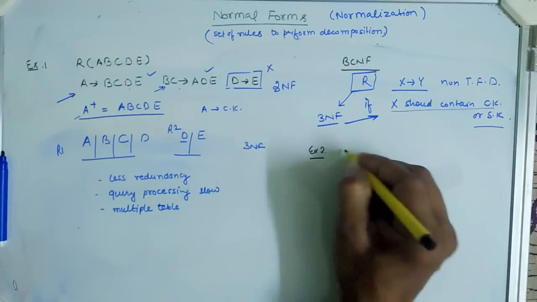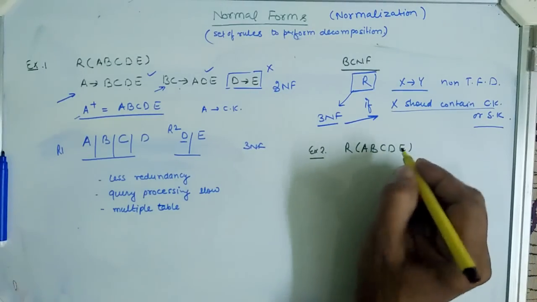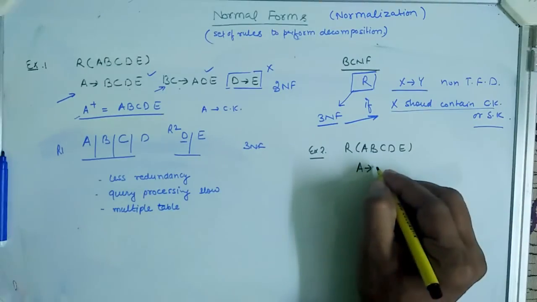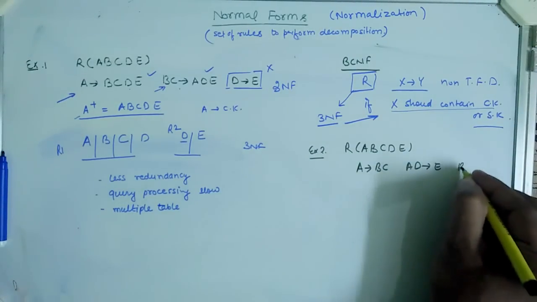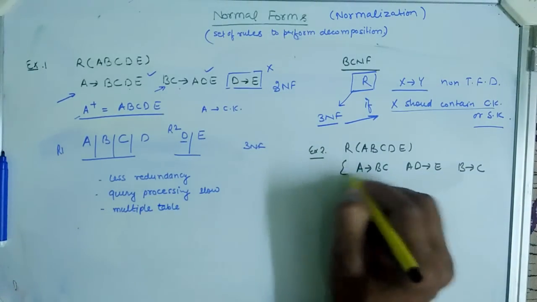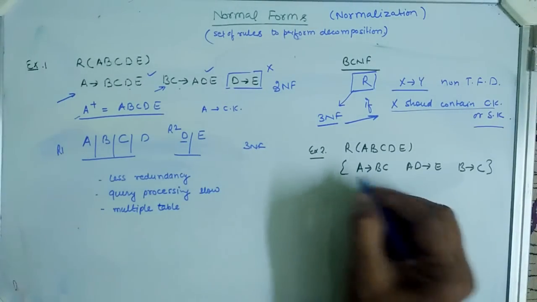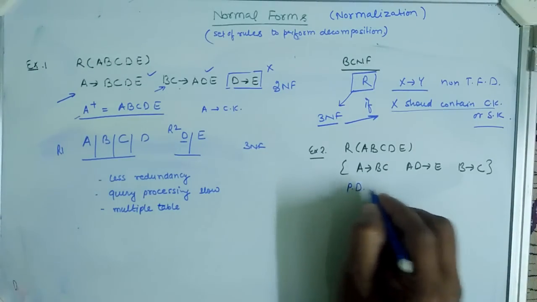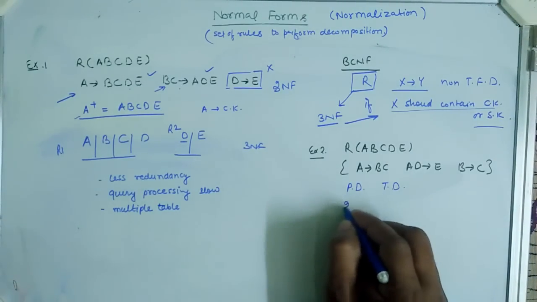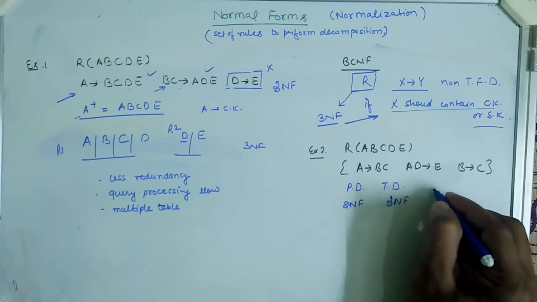Example 2. A relation schema R which contains A, B, C, D, E as attributes, and the functional dependencies A tends to B, C, AD tends to E, and B tends to C. For this relation schema, we need to check for the partial dependencies first, then transitive dependencies. So partial dependencies to check whether it is in second NF, transitive dependency to check whether it is in third NF, and then check for BCNF.